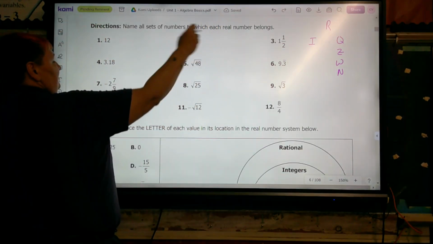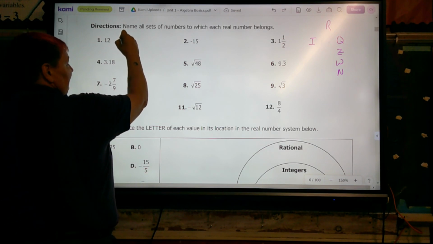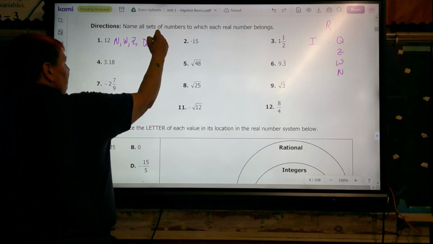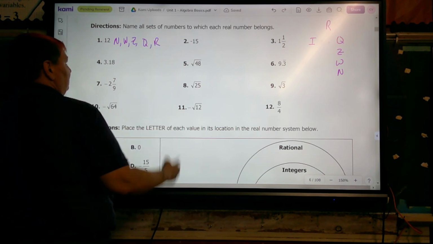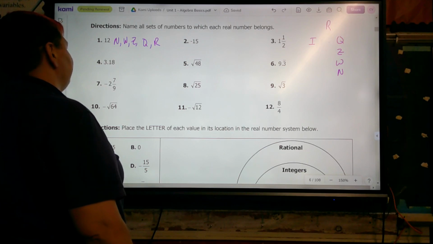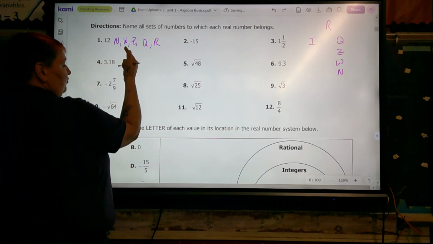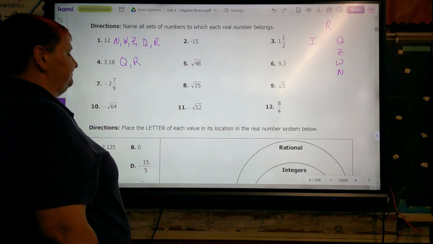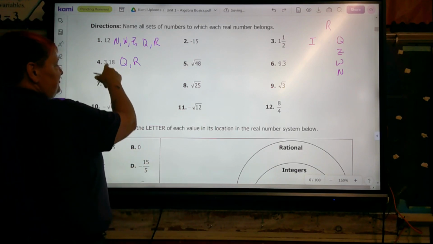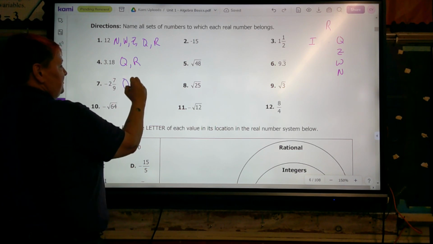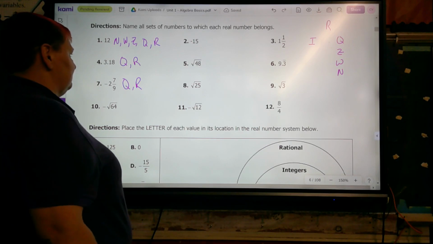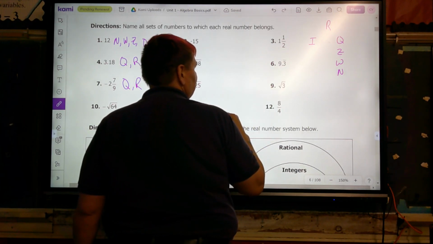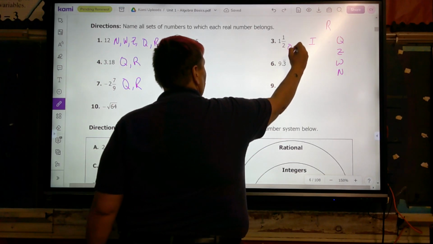Alright, 12. It is all of them, right? It is natural, whole, integer, rational, and real. 3.18 is not natural or whole or an integer, but it is real and rational. We have a fraction, so just like a decimal, real and rational. I'm only supposed to be working the odd ones, my bad. Three is a fraction, so real and rational.